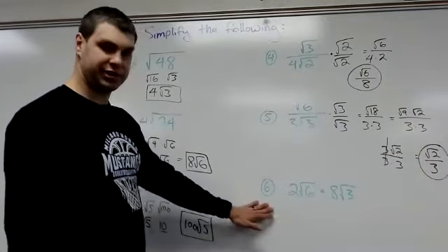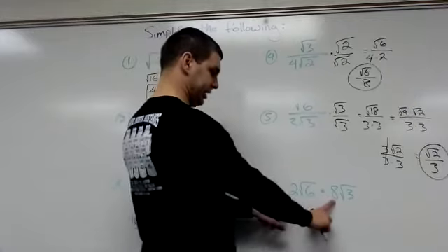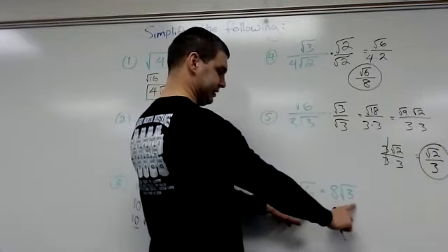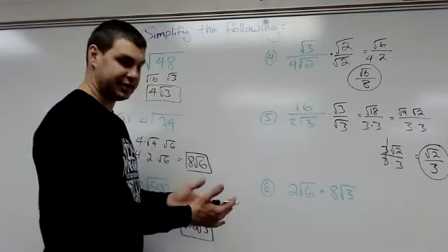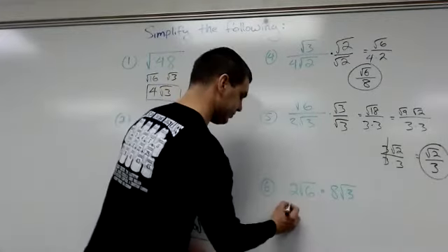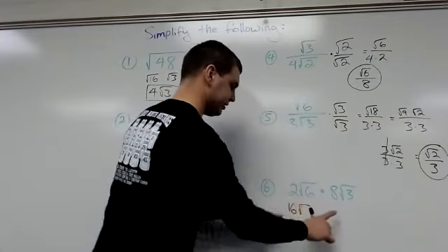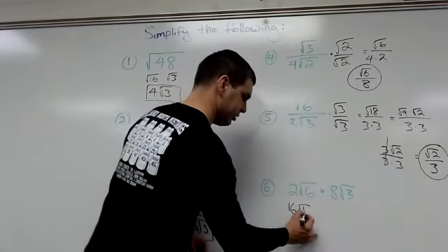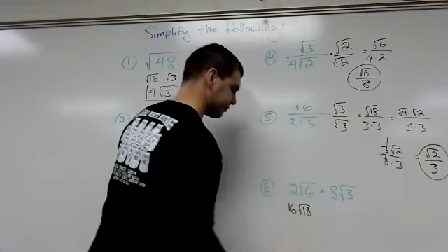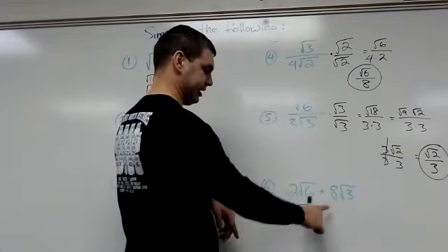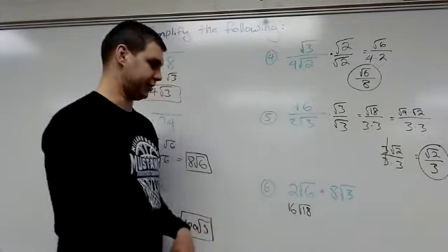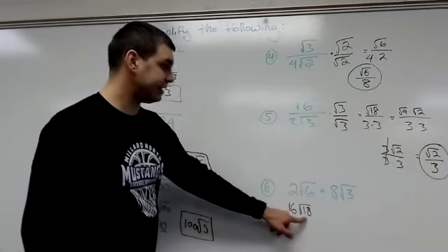All right, last one, number 6. Here I have what I call the outsides, 2 and 8, and the insides, 6 and 3. And you can multiply those outsides together to give you 16, 2 times 8. And the insides you can also multiply together to give you 18. But notice you cannot multiply like an inside and an outside, or an outside and an inside. That does not work.